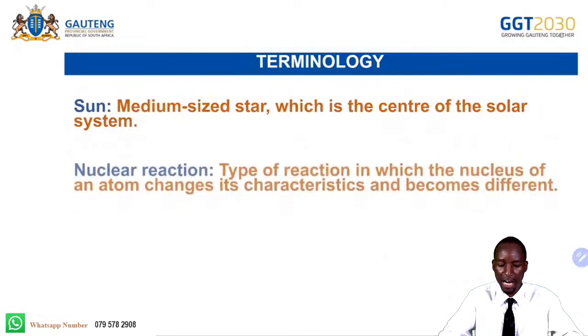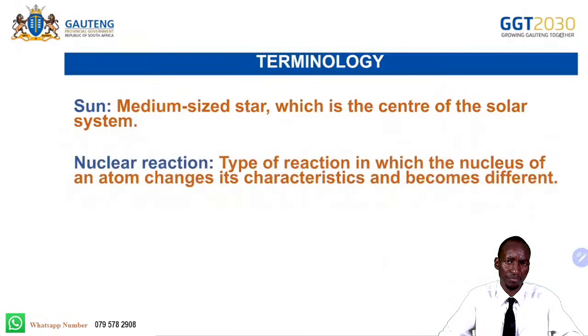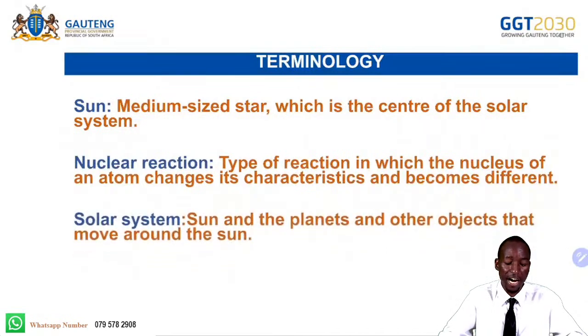Then define nuclear reaction. This one is a type of reaction in which the nucleus of an atom changes its characteristics and becomes different. Thus, nuclear reaction. Then let's define the solar system. We talk about the sun and the planets and the other objects that move around the sun. All those make up our solar system.